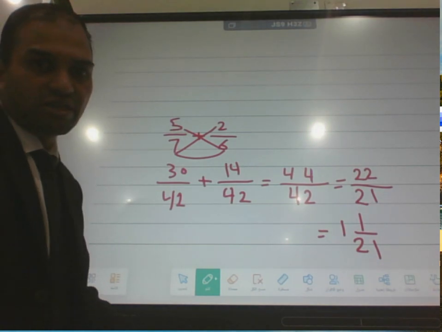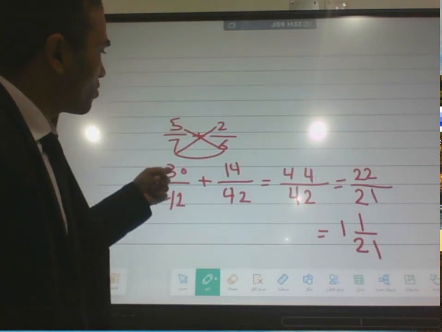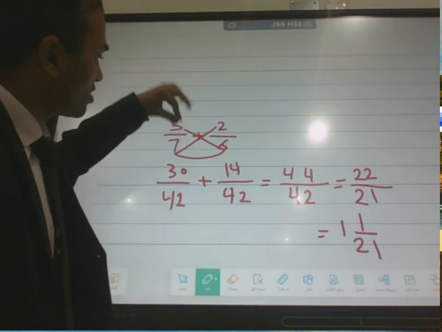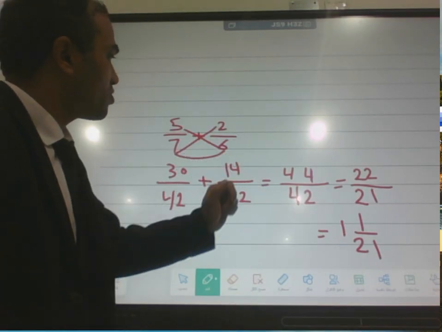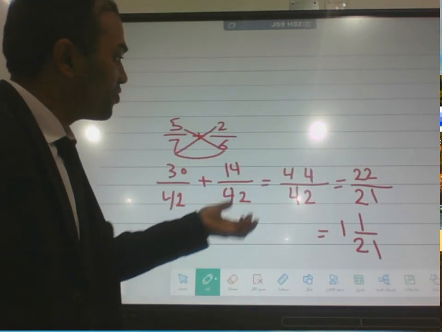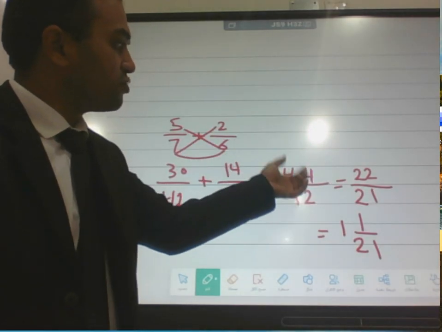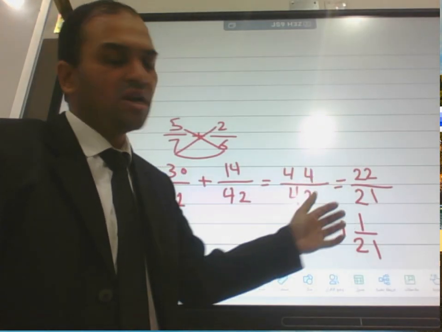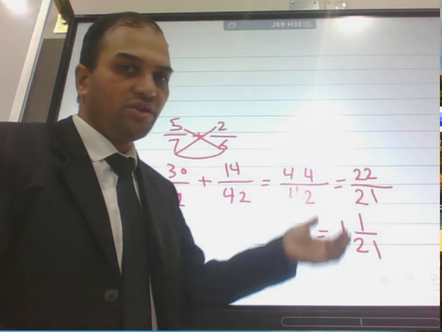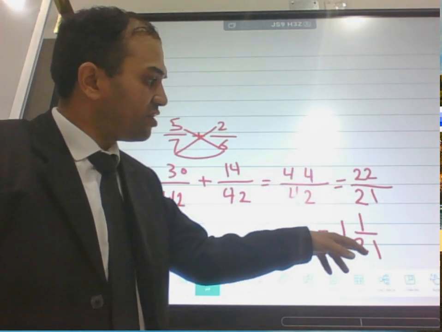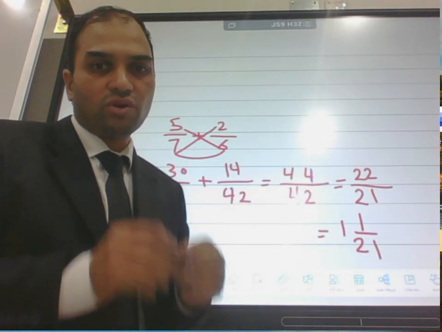So, let's refresh the example again. We have 5 times 6 equals 30, 2 times 7 is 14. We can add 4 plus 0 is 4 and 3 plus 1 is 4. And down in the denominator 42. Then you can solve this by dividing by 2. 44 divided by 2 equals 22, and 42 divided by 2 equals 21. Next step, you can write 21 in the denominator. 22 divided by 21 equals 1 and remainder 1.